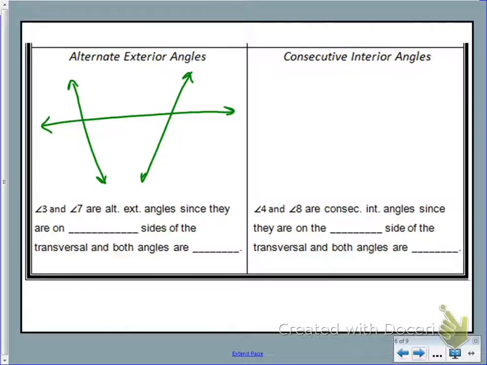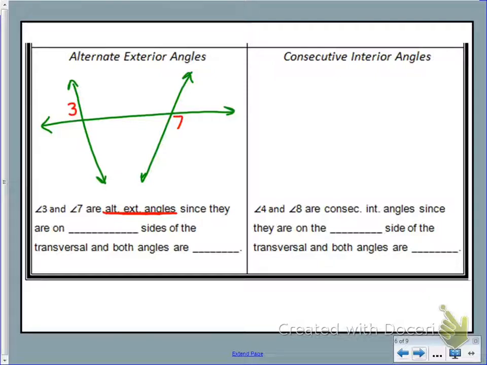So keep in mind your different sides of the transversal could be above and below, or when we talk about alternating sides, it could be left and right. So it really just depends on how your picture's oriented. So in this case, angle 3 and angle 7 are alternate exterior angles. Here's the abbreviation for that.